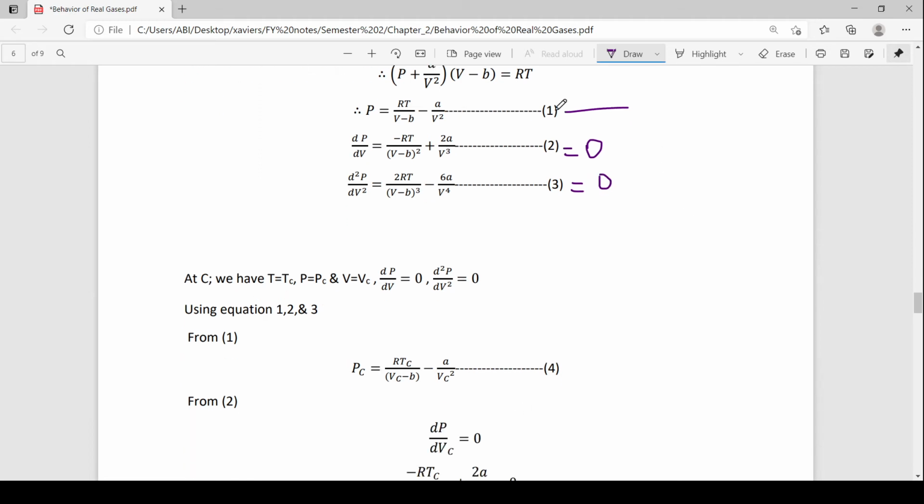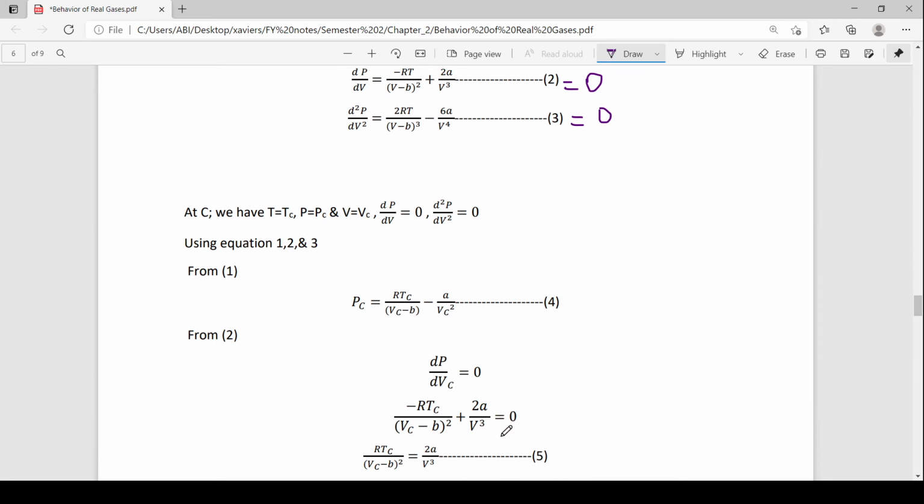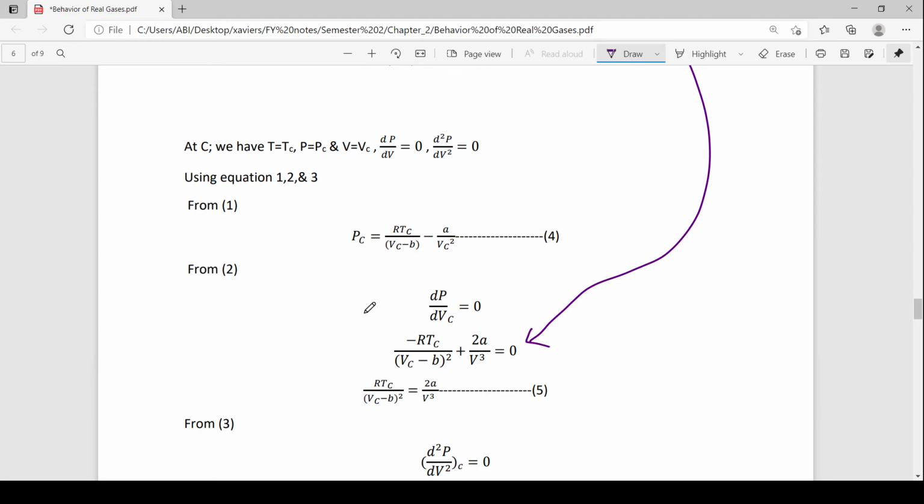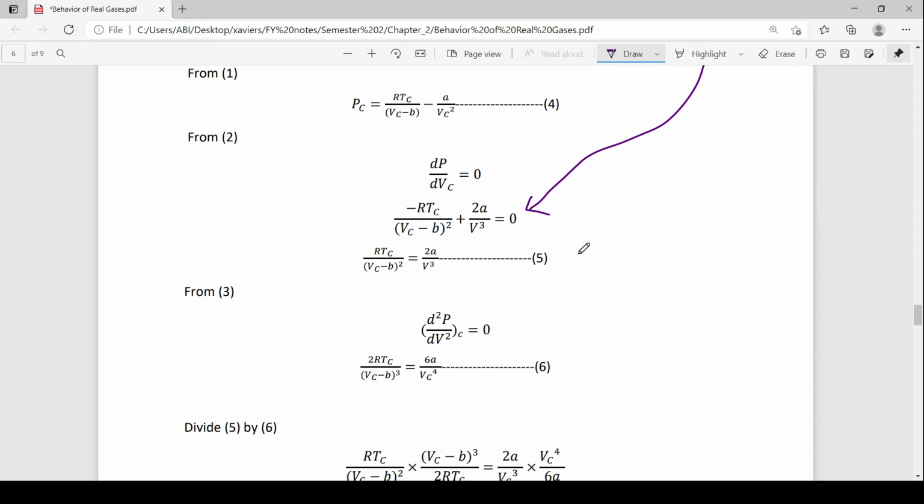So let us, using equation 1, 2 and 3, look at the first equation. Wherever there is P it becomes Pc, T becomes Tc, V becomes Vc, again V becomes Vc. This is from equation 1. Now from equation 2, we know that this is equal to 0, so we can write that the right hand side is also equal to 0. On doing that, from equation 2 we get this. Then we just rearrange the terms. We take RTc on the other side upon Vc minus b the whole square, and keep 2a upon Vc cube on this side, thereby giving us equation 5.